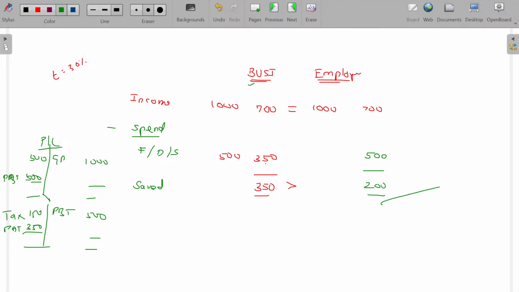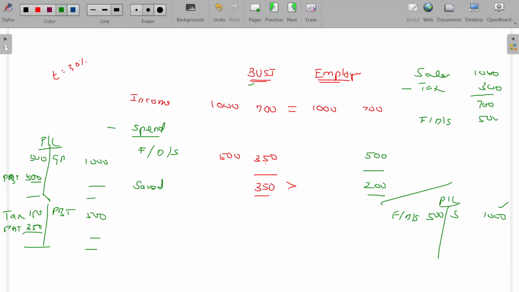This is all about business people. But for the personal requirement, what happens? Your individual income, who is being the employee, he gets a salary, 1,000 rupees. Food, dress, shelter, he spends 500 rupees. Is that okay? Provided the tax payable is only on this. So, salary 1,000 minus tax 300, 700, food, dress, shelter 500. So, 200 is the savings.